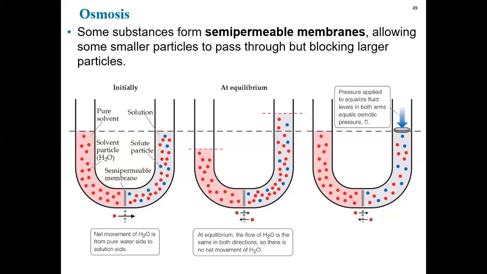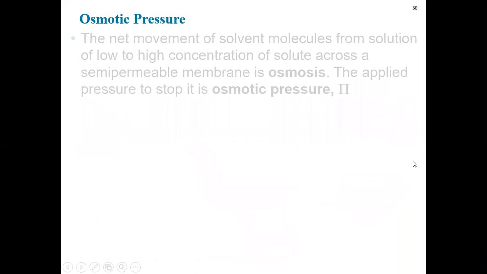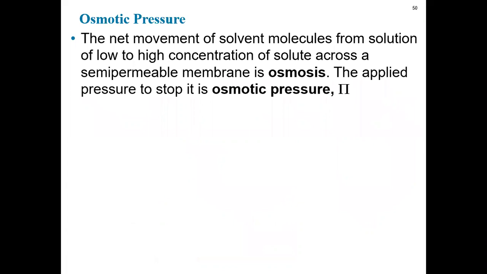So how much pressure do you need to stop the increase of the volume on the right side? That pressure is called osmotic pressure. Okay, so the net movement of solvent molecules from a solution of low to high concentration of a solute across the semi-permeable membrane is osmosis. The applied pressure to stop it is osmotic pressure, given a fancy name, and this capital letter pi.